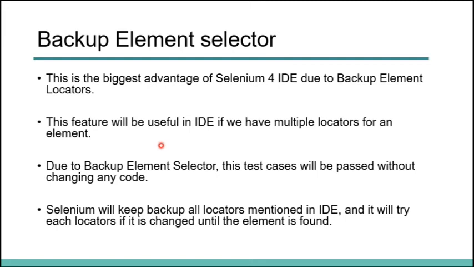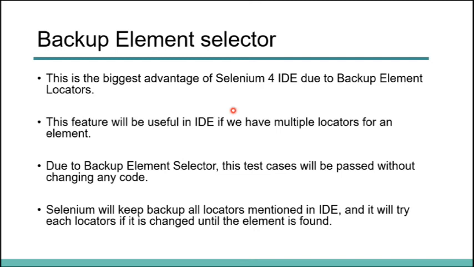We have written a test script and executed it. It passed, and with our current build, after some time, some functionality has been updated. Due to that, some locators are changed. Depending on that change, our test case should fail as it will not find the current locators, which have changed. This happened only in the previous version, but in the current version, Selenium 4, due to the backup element selector feature, this test case will pass without changing any code.